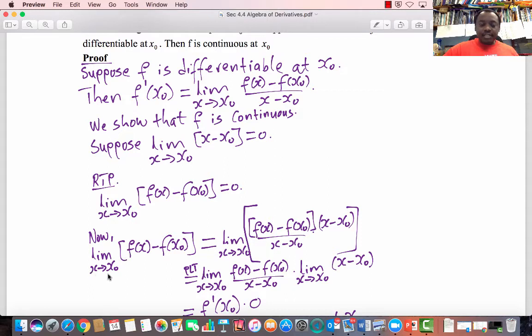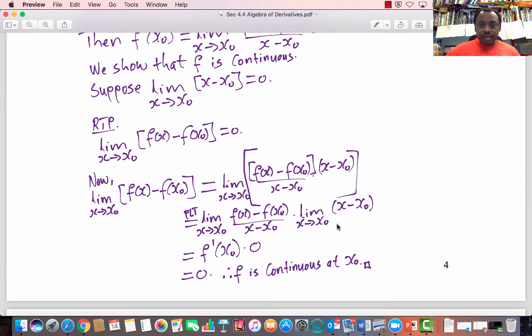Limit as x approaches x naught of f of x minus f of x naught equals the limit as x approaches x naught, simple algebra, f of x minus f of x naught divided by x minus x naught times x minus x naught. We haven't done anything. We just multiplied and divided by x minus x naught. Now, using my product limit theorem or the product property, this becomes limit as x approaches x naught of f of x minus f of x naught divided by x minus x naught times limit as x approaches x naught of x minus x naught.